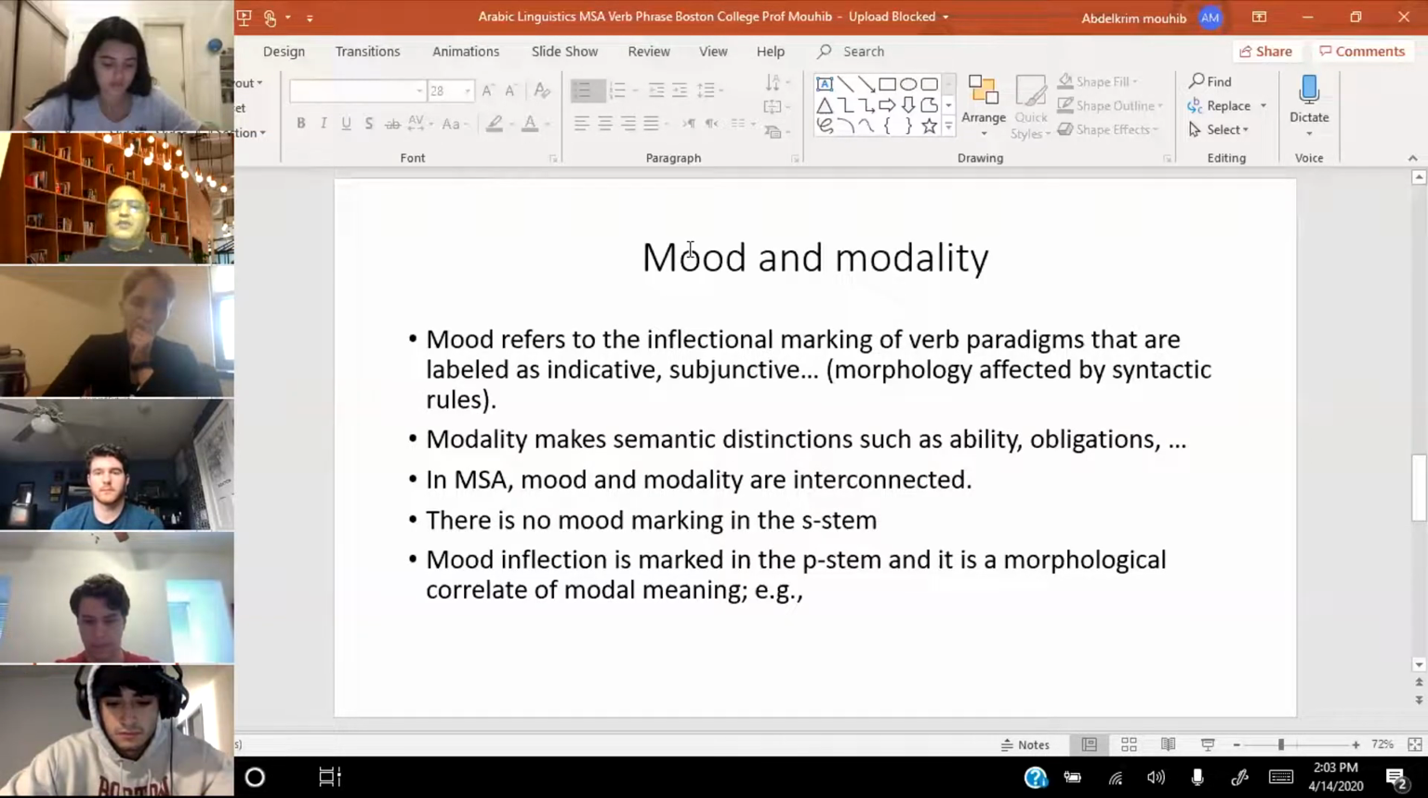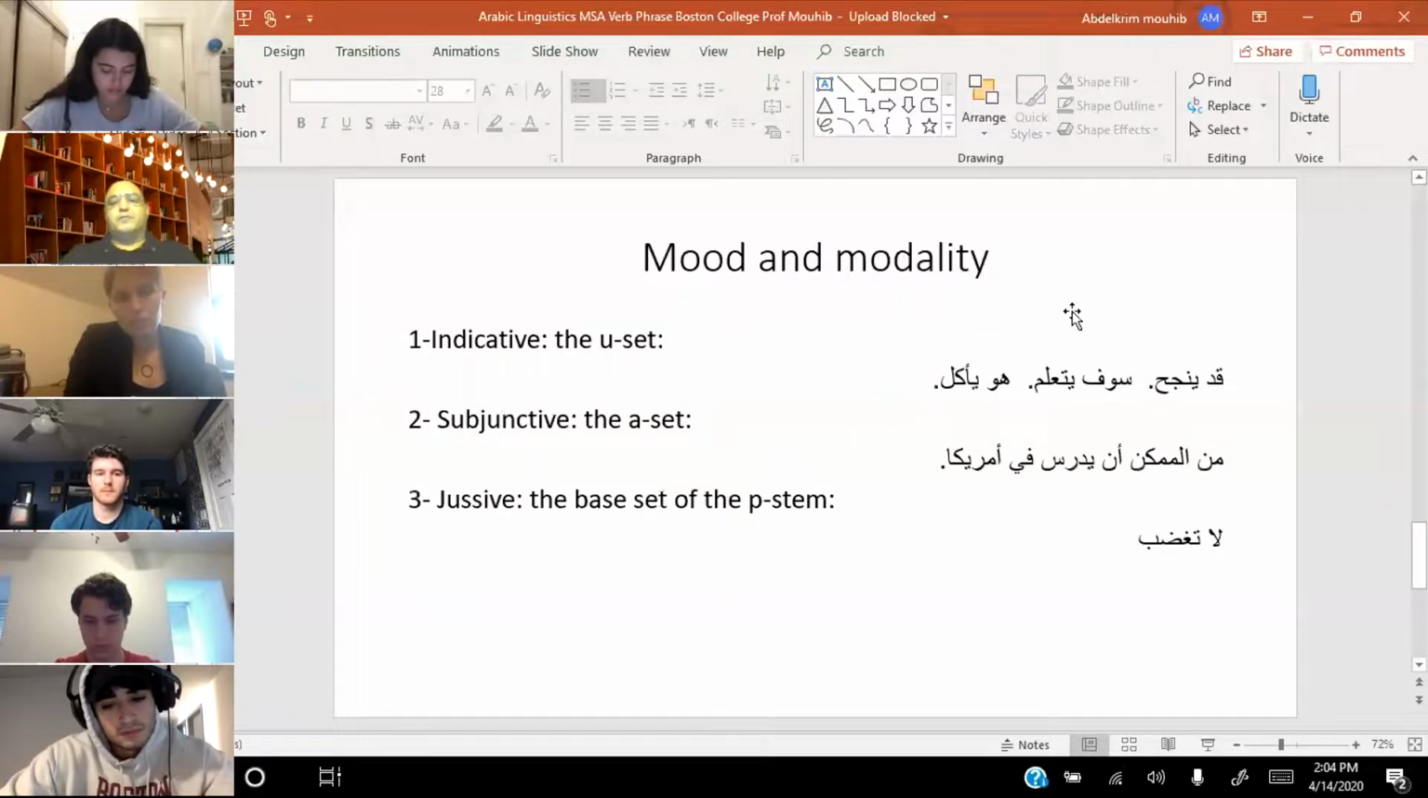When you express mood, just because the verb is conjugated in the S stem, you cannot tell because of that whether the mood is indicative or subjunctive. Instead it's marked by the P stem, and it's a morphological correlate of modal meaning. And I will just show you examples so you can understand better.